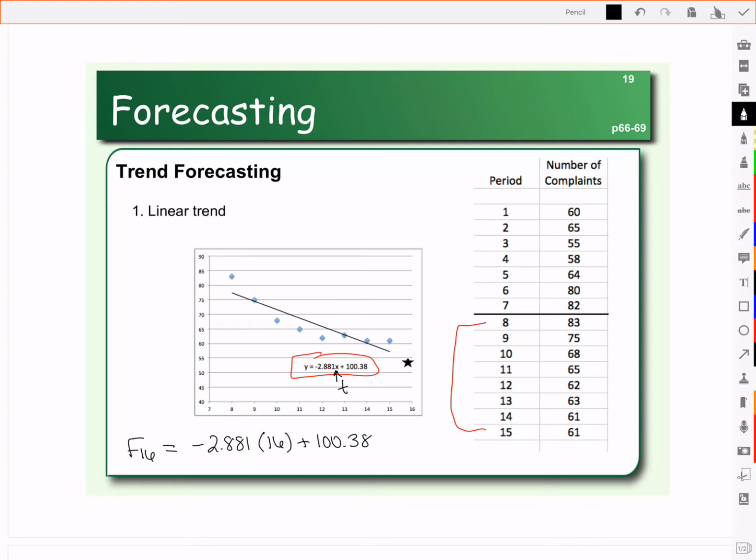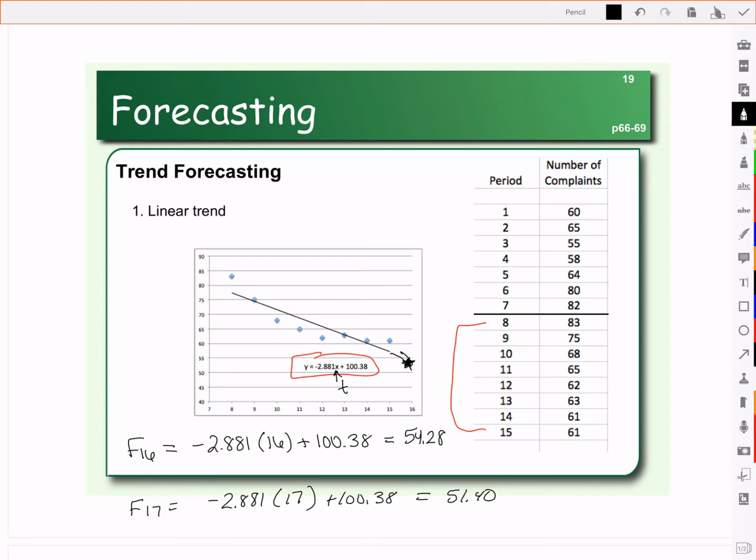So to forecast for period 16, it's negative 2.881 times 16 plus 100.38, which gives us 54.28. If you want to forecast for period 17, it's negative 2.881 times 17 plus 100.38, and that gives you 51.4. So you'll notice that if we were to add these points onto our graph, it is continuing this downward linear trend that we identified.